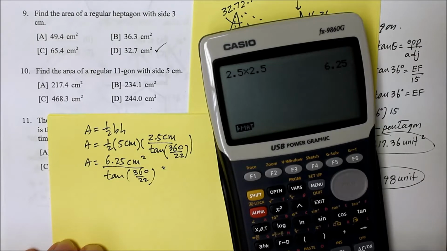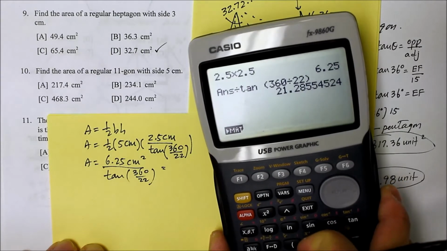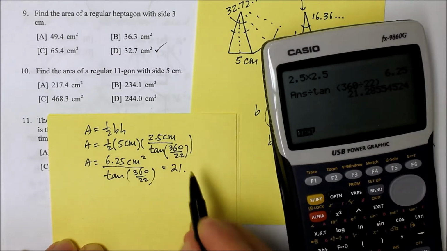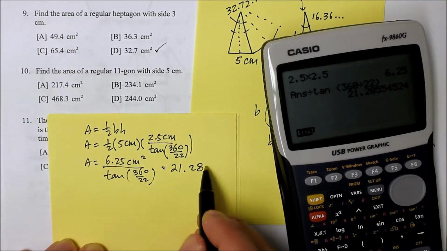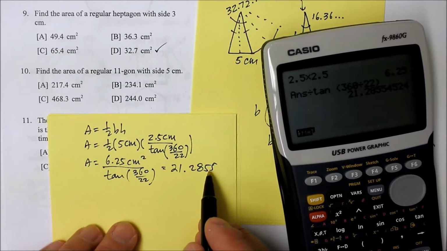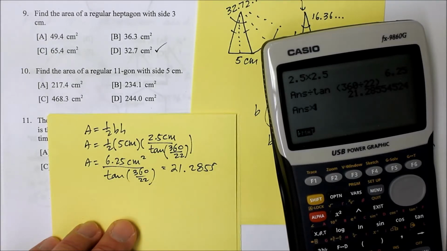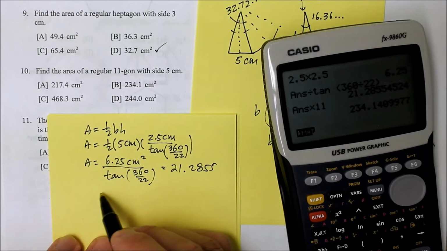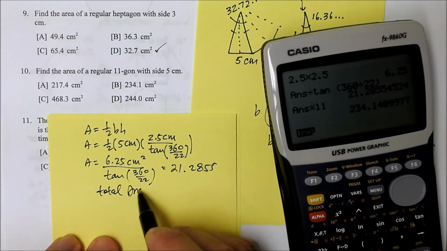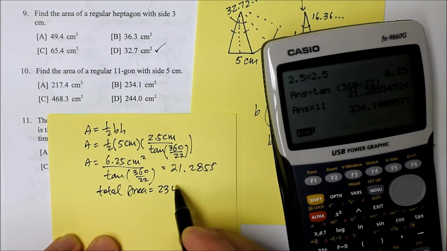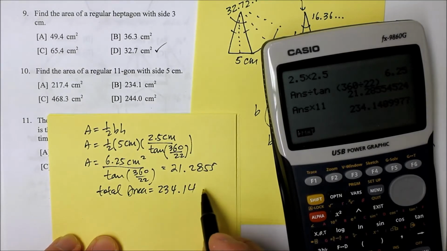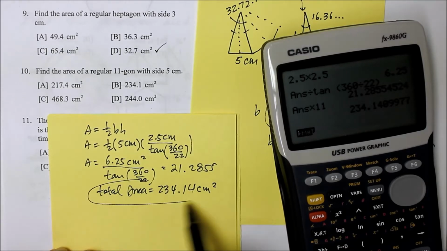And that gives me, divide that by tangent. I did this already, but I'm going to do it again. 360 divided by 22. That's going to be 21.2855. However, that's the area of one triangle. So I have to multiply that by a total of 11 triangles. So I get the total area, which is about 234.14 centimeters squared. So that's my answer.